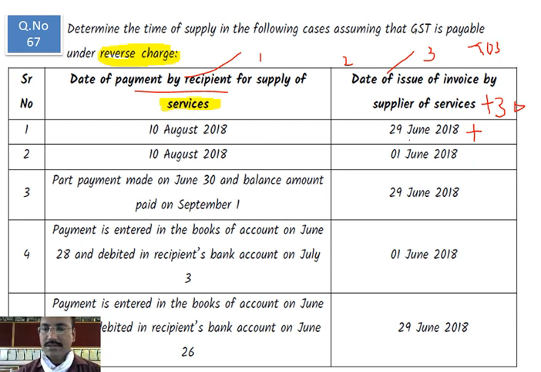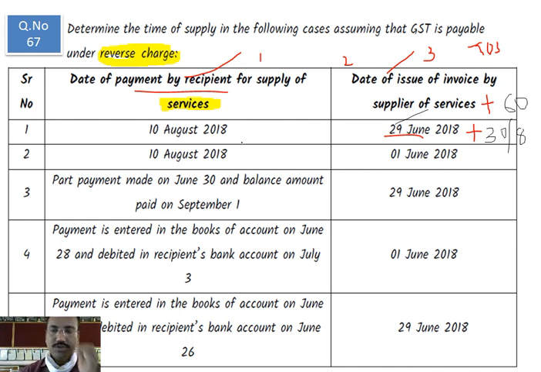So 10th August is there for this. 29 June plus 60 days now, not 30 actually, it was 60 days because it is the reverse charge mechanism on services. So 60 days you have to add. 60 days means 2 months. From June 29, June to July 29 first, July to August 29 second, then one day next, 30th August. 30th August is the revised date of issue of invoice.